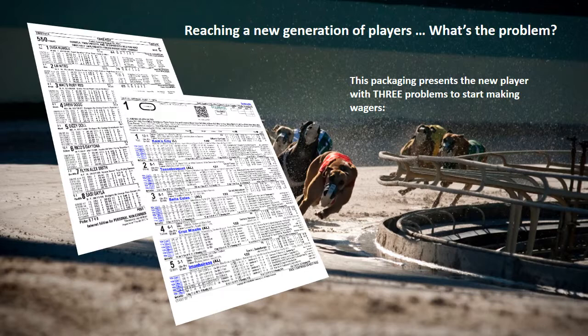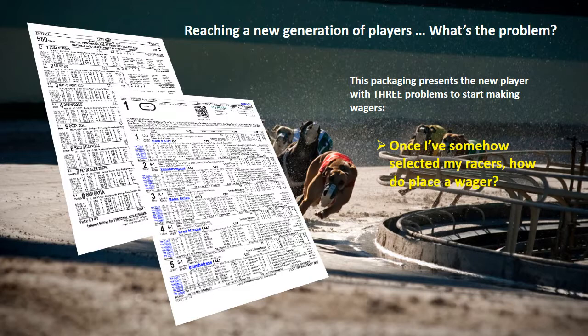They have three specific problems right away when they open up a racing program. One, how do I pick who I want to bet on from all of this information that I don't understand? A lot of people never get past that first step. Some do, and then they've immediately got a second problem.